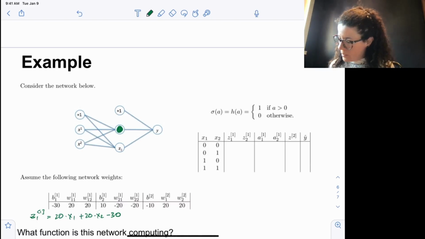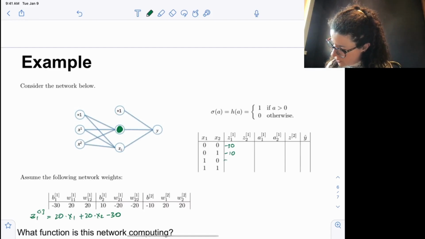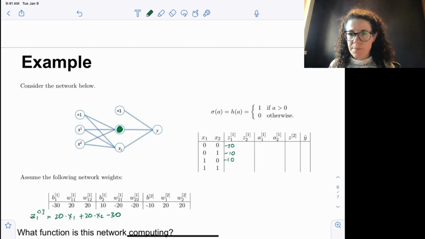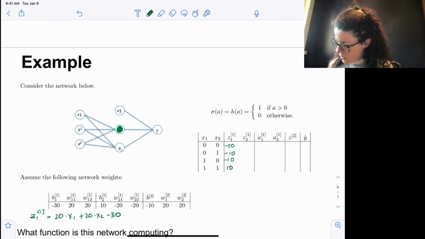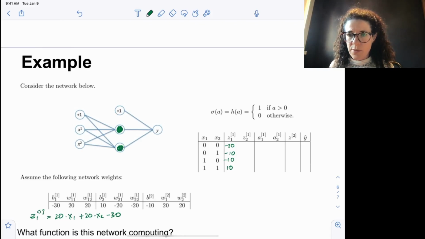Okay, so the first one is going to give you minus 30 because it's 0 plus 0 minus 30. The second one is gonna give me minus 10 because it's 20 minus 30. The third one is gonna give me minus 10 as well. And the last one is gonna give me plus 10. Good. Now let's compute the values for this neuron on these 4 points.